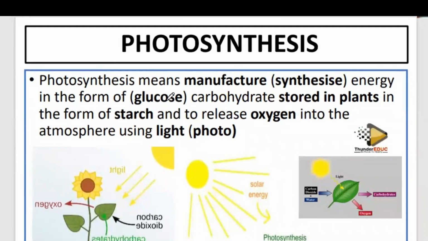We will understand the difference between glucose and carbohydrates. Stored in plants, when you say glucose, it means glucose is an example of a carbohydrate. Carbohydrates are energy giving foods, and they are basically produced from plants. So glucose is an example of a carbohydrate. Plants have a special way of storing this glucose. The stored form of glucose is called starch.